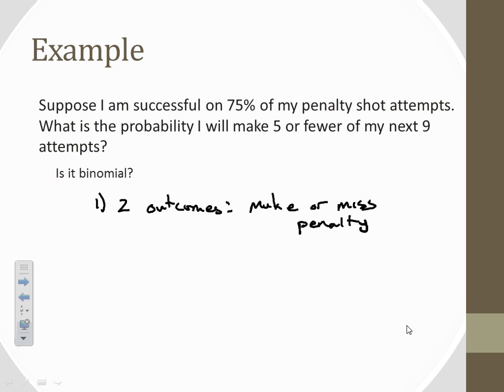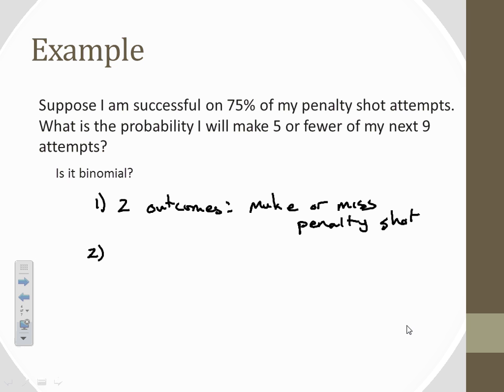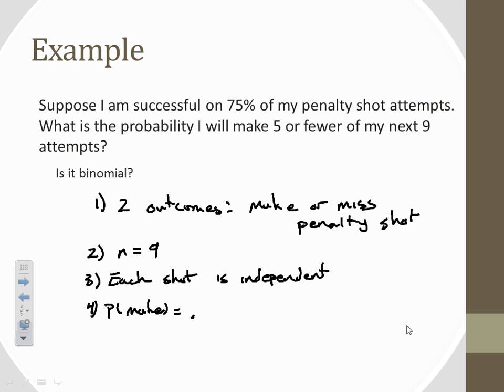Number 2, if we go back, is there a fixed number of trials? In this particular case, yes. N equals 9. Number 3, each shot is independent. And then the probability that you make a shot, we can see right there the probability of a make. That doesn't change. Obviously, with practice and whatnot, it could, but when we make one shot, there's no replacement here. So this is binomial because of that situation.